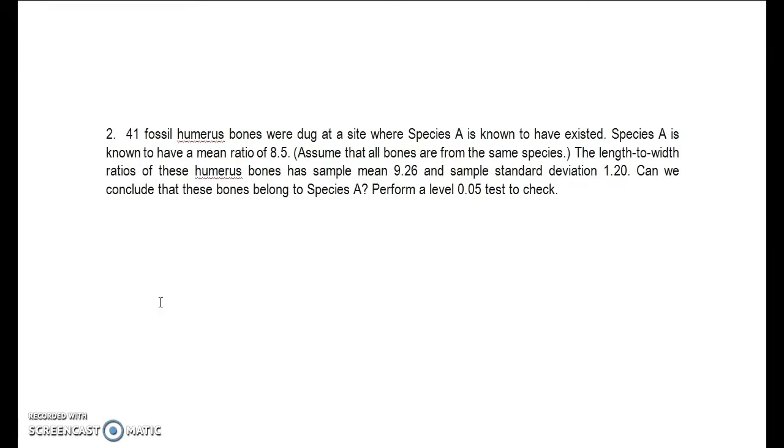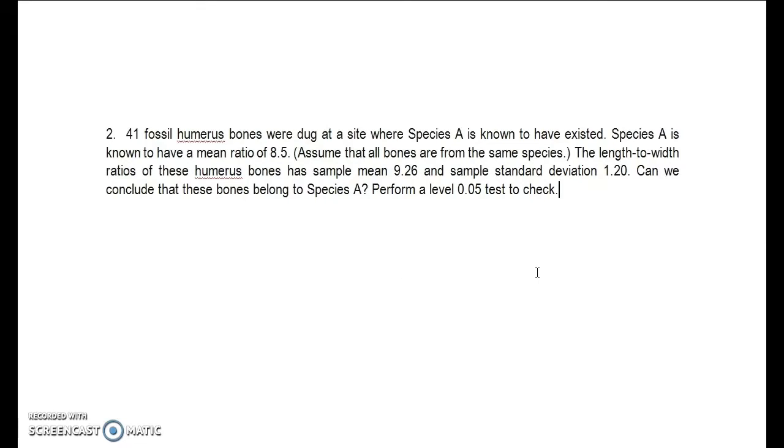41 fossil humerus bones were dug at a site where species A is known to have existed. Species A is known to have a mean ratio of 8.5, so assume that all bones are from the same species. The length to width ratios of these humerus bones has a sample mean of 9.26 and a sample standard deviation of 1.20. So the question is, can we conclude that these bones belong to species A? Perform a 0.05 test to check.